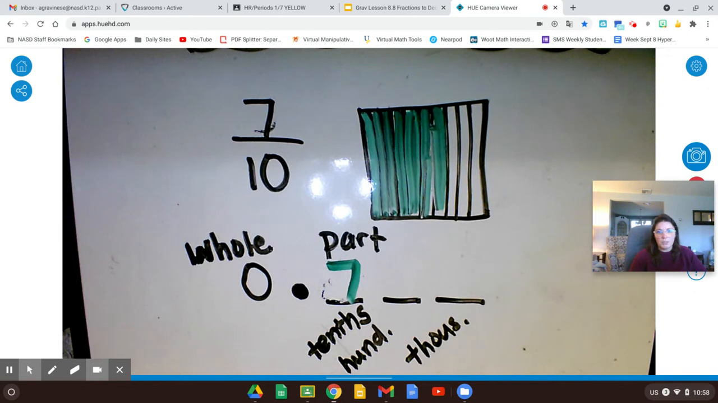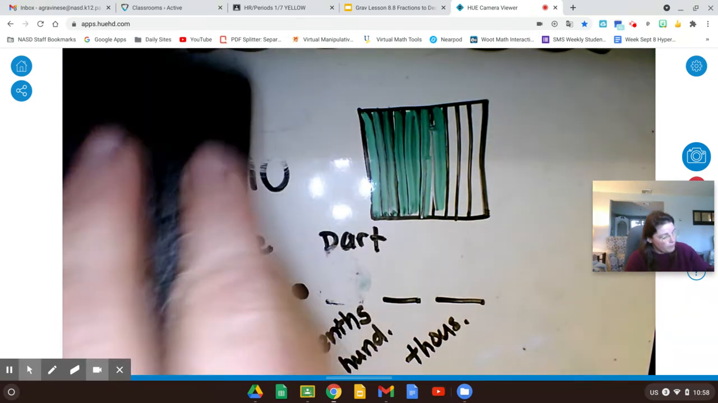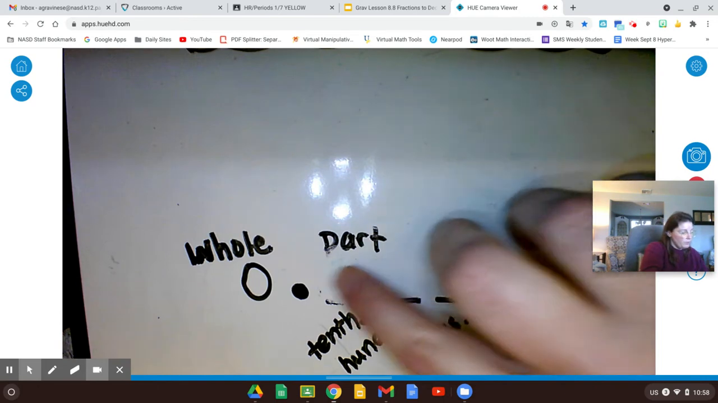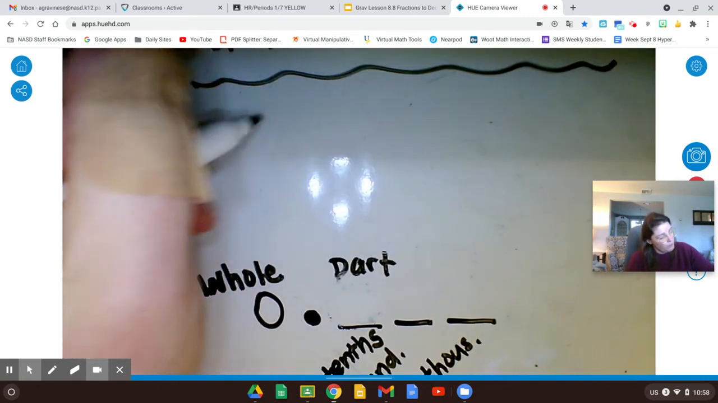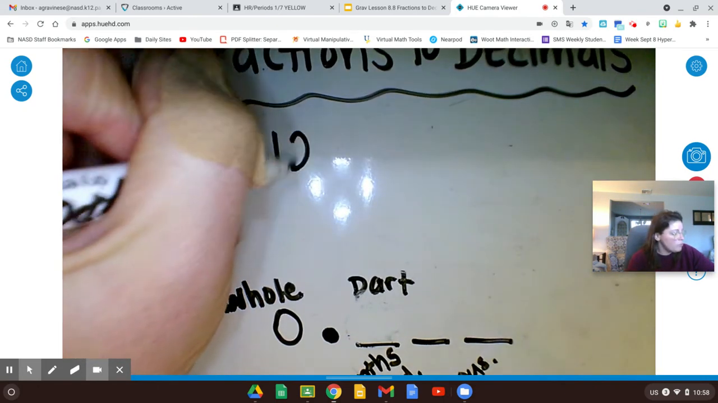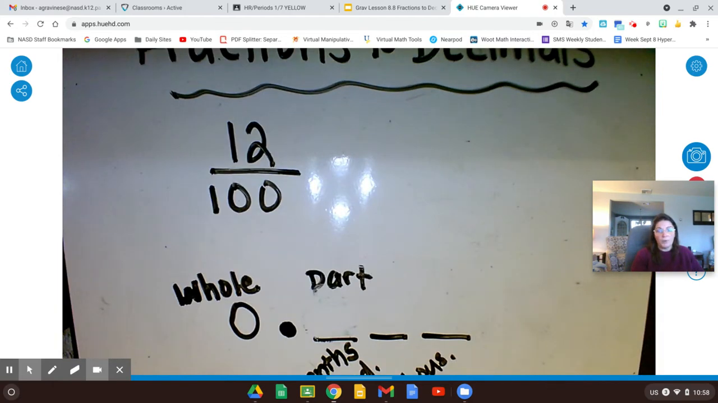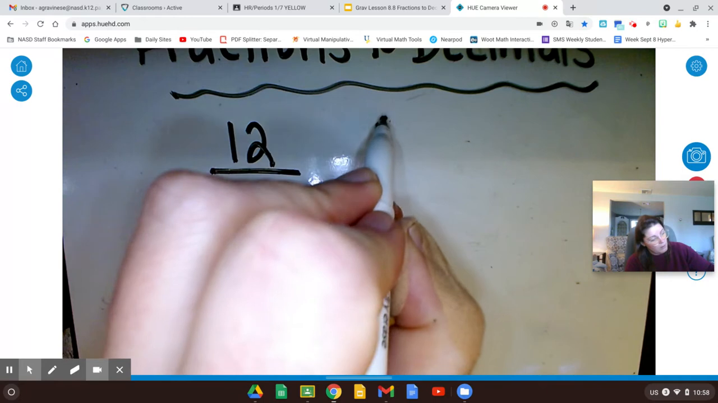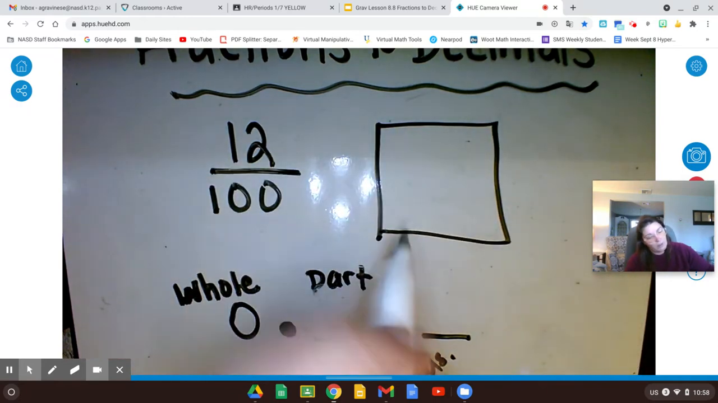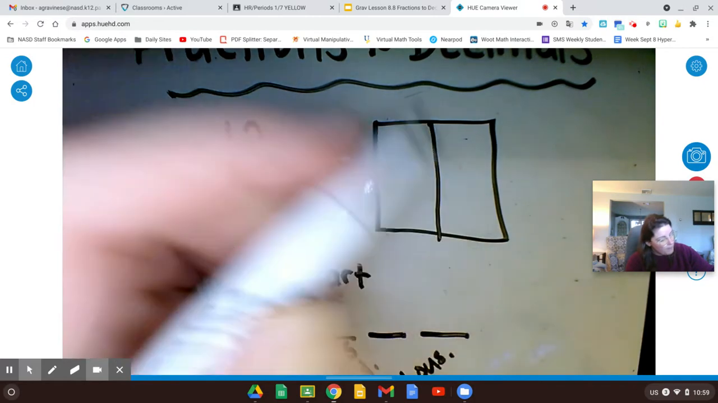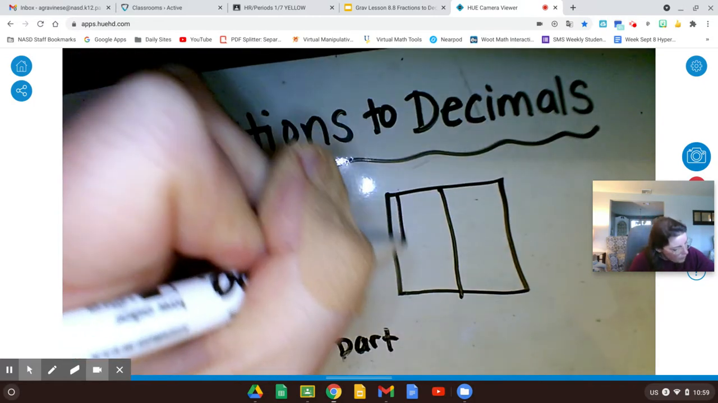We could also do the same thing if our denominator is 100. So if our denominator is 100, we could simply write that as a decimal. For example, if we have 12 100ths, that's 12 out of 100. If I draw a model, and again, this is going to be very rough. 1, 2.